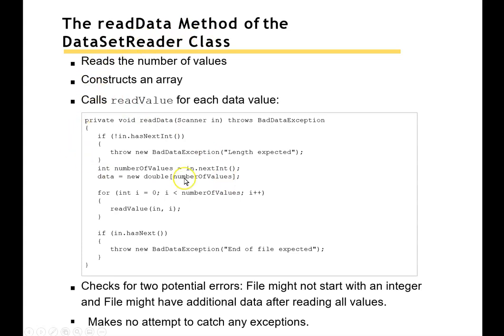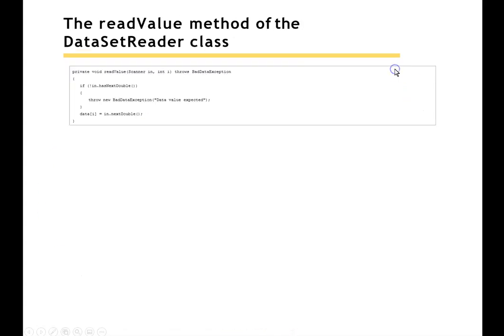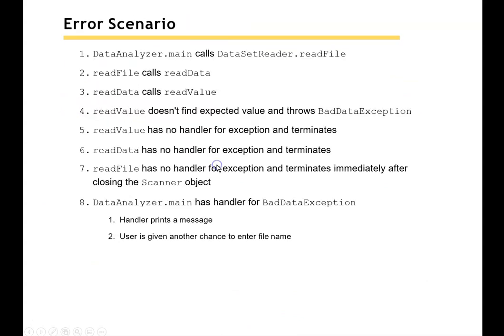So we've designed this readData method. It reads the number of values, constructs an array, calls readValue for each data value, and gets the number of items. It checks for two potential errors. The file might not start with an integer, and it may not have enough data in it. It makes no attempt to catch it, just lets the exceptions bubble up. ReadValue does the same thing, doesn't catch it.